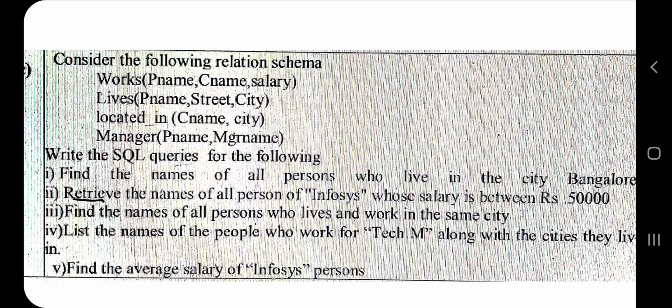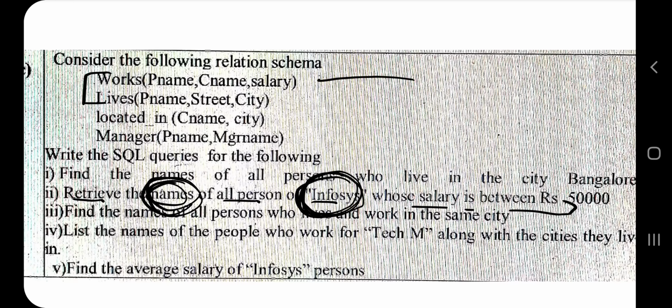Next one is, retrieve the names of all persons of Infosys. This is the secondary part. The first part is retrieve the names of all persons. So again, these two tables are getting considered here. Of all persons of Infosys. Infosys means it's a company. Company is in which table? This table. So here you will be considering this table only.